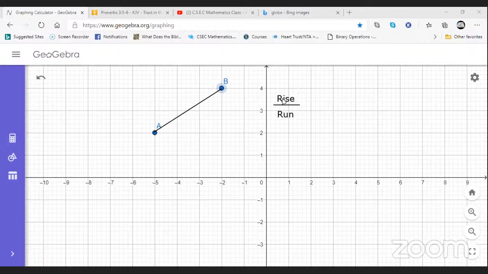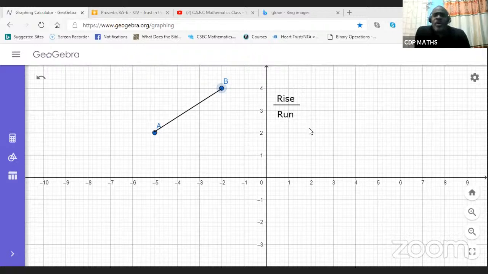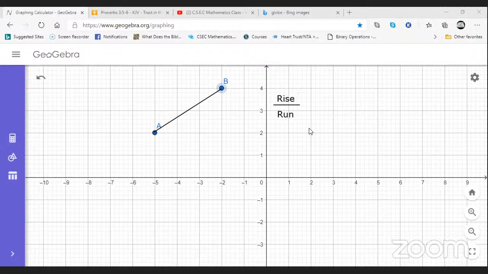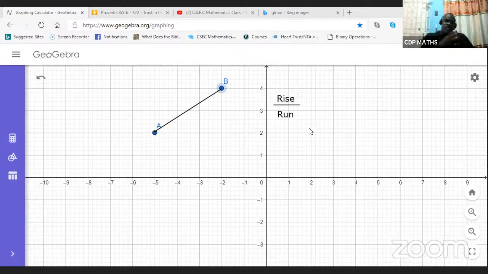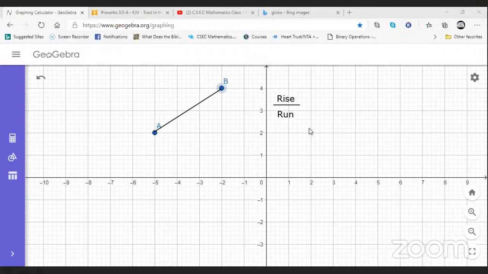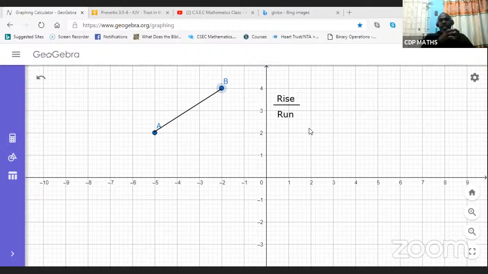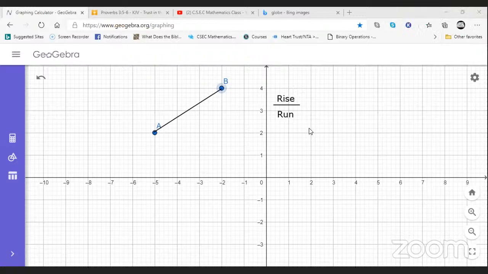So what? Rise over run? Why do you guys keep calling the words? I say I must read the expression. Let me help you read the expression. When you see an expression, you must read it with understanding. What it's really saying is rise divided by run. So that line means to divide.